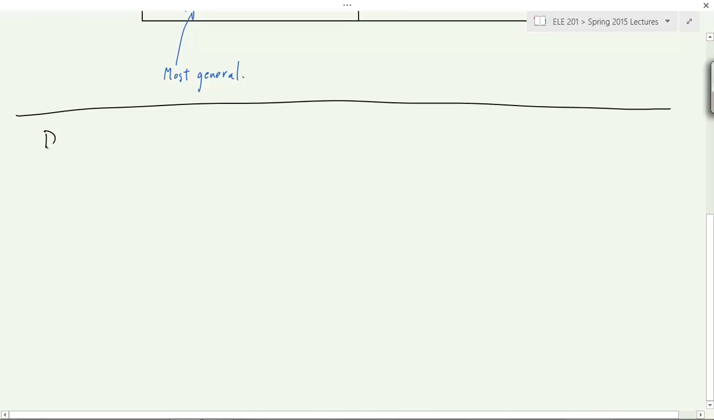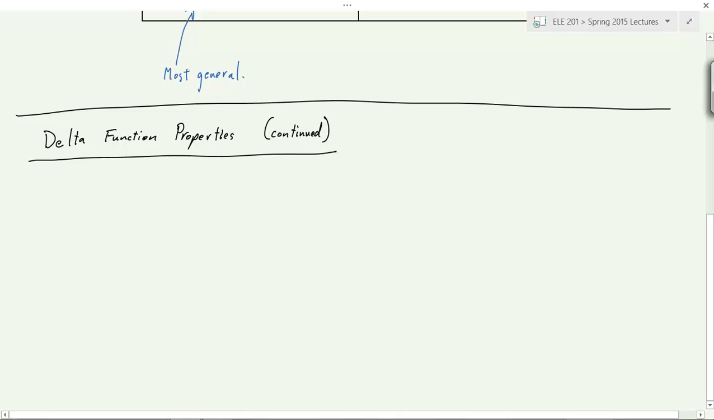So we didn't talk about all of the properties of the delta function that we wanted to. So let's first finish that up. All right. In particular, we said how the delta function is defined under the integral for infinite integrals. But what about if the limits of the integral are not negative infinity to infinity? How do we handle that with the delta function?